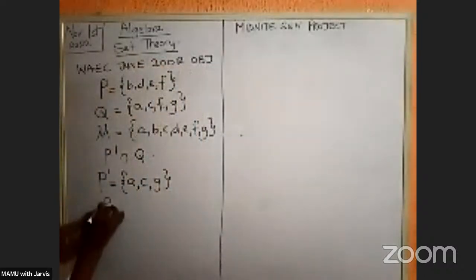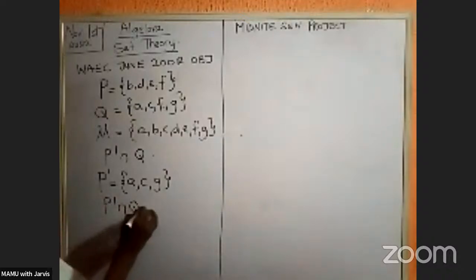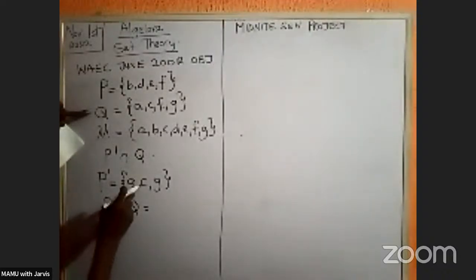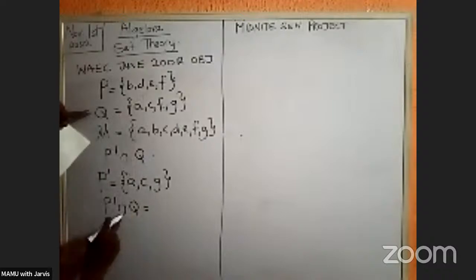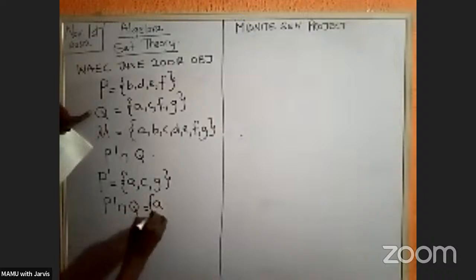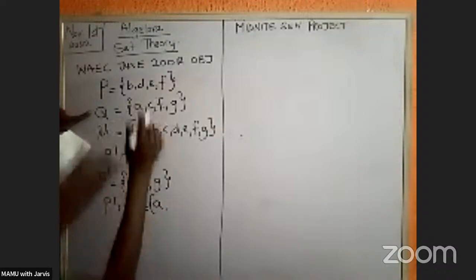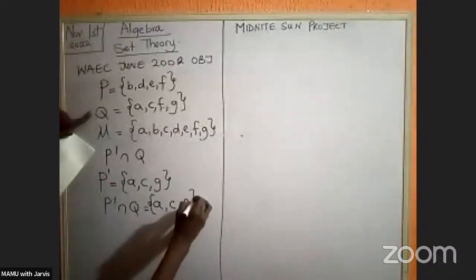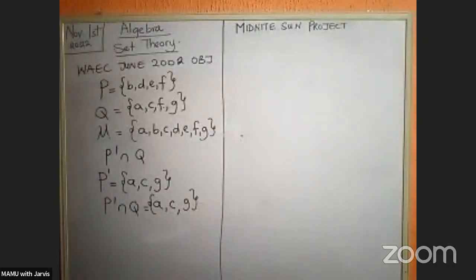Now, what will P prime intersection Q be? It means I'm going to be comparing this with this. I can see A in both. Intersection means that I must see that element in both. So I can see A, I can see C, and I can see G. So if we've done that correctly, the answer becomes A, C, and G.